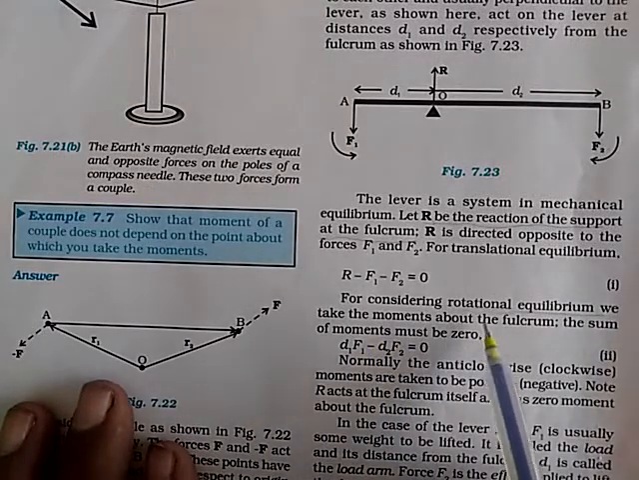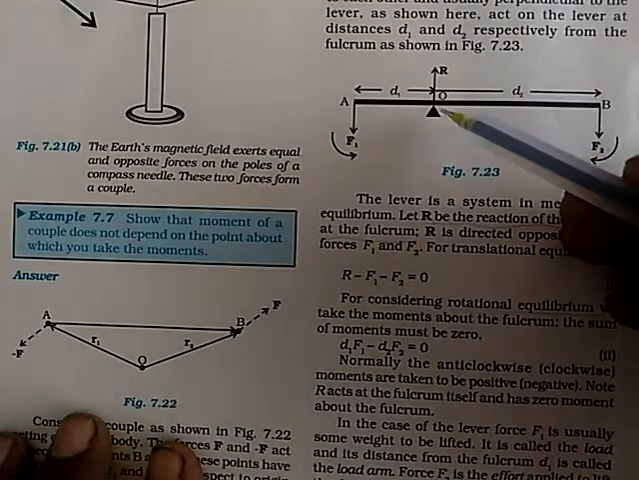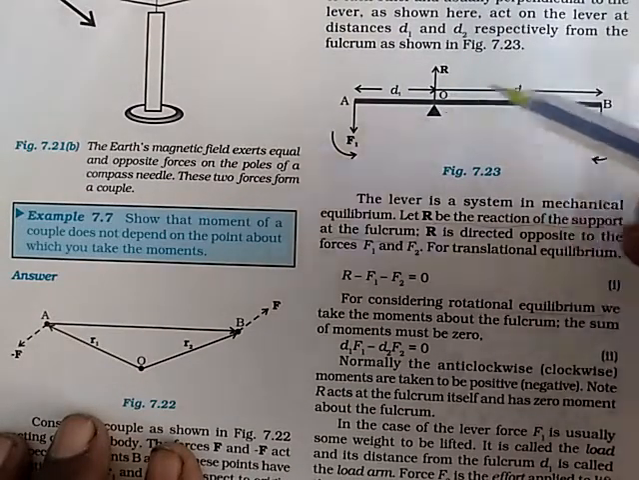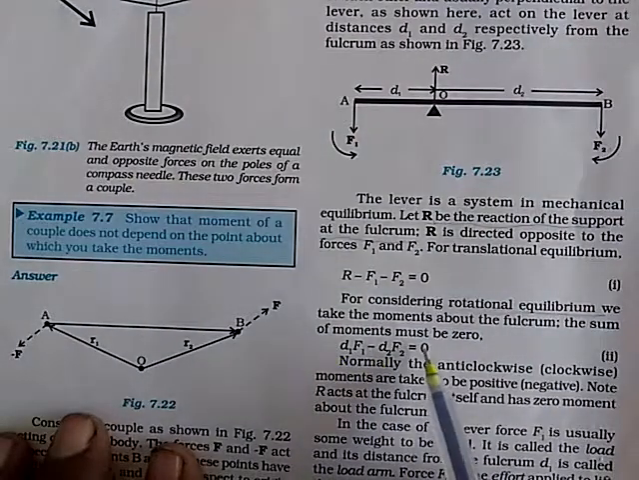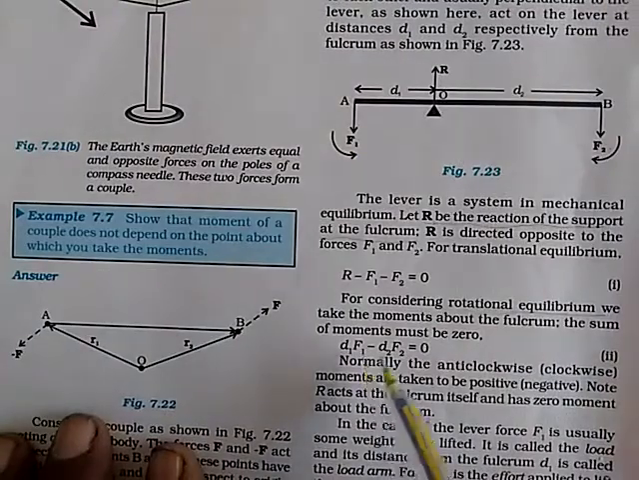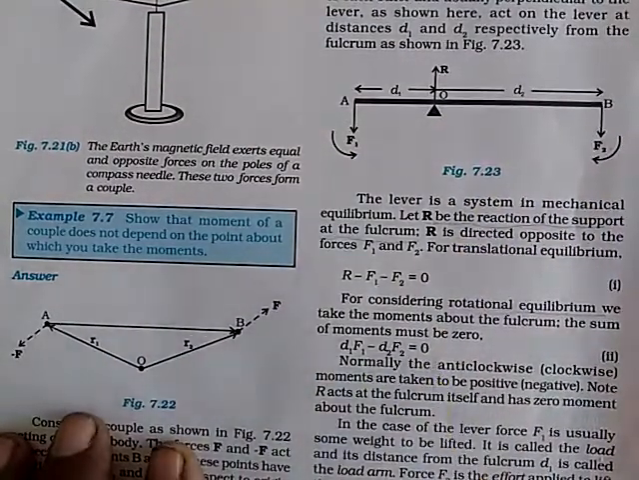For considering rotational equilibrium, we take the moments about the fulcrum. So this is the fulcrum. Now we are interested in taking the moments. The sum of moments must be 0. That is, d1 F1 minus d2 F2 is equal to 0.